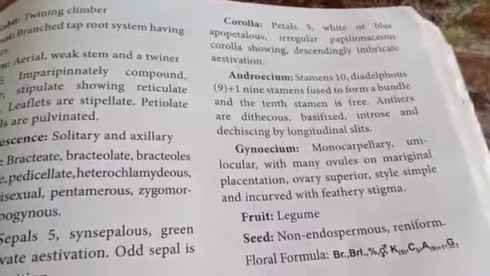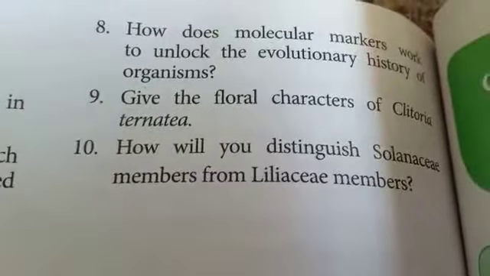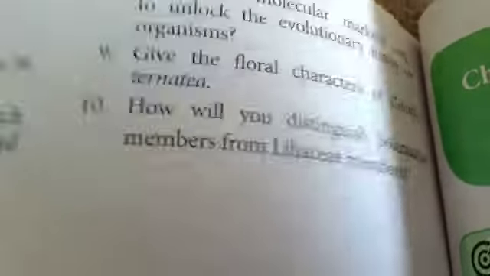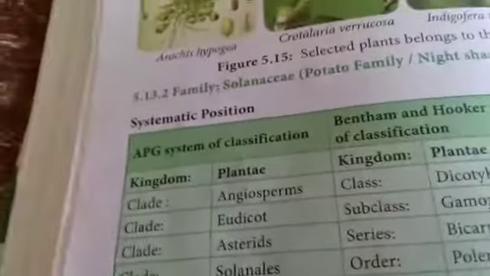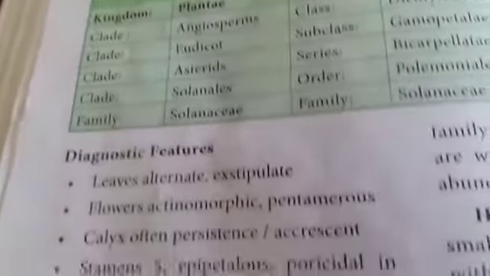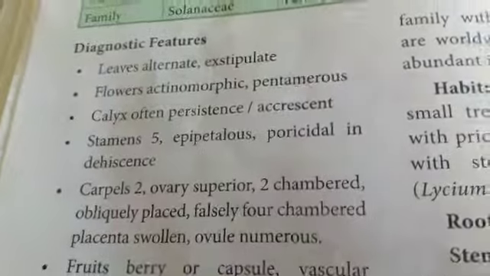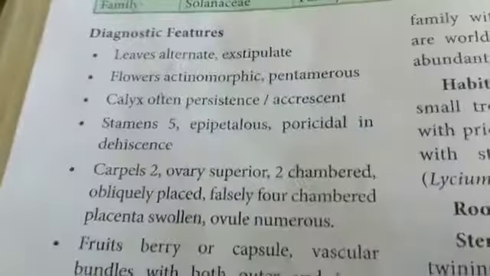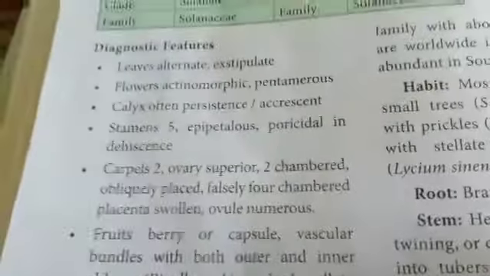Now let's move to one very important and interesting last question. How will you distinguish Solanaceae members from Liliaceae members? Okay, we are going to differentiate Solanaceae from Liliaceae. For this, in the Solanaceae, that is 5.13.2, you got the diagnostic features. Okay, about the leaf, flower, calyx, stamen, you got the diagnostic features. So compare these diagnostic features with the diagnostic features of the Liliaceae.